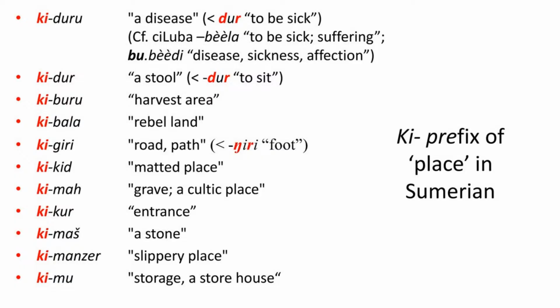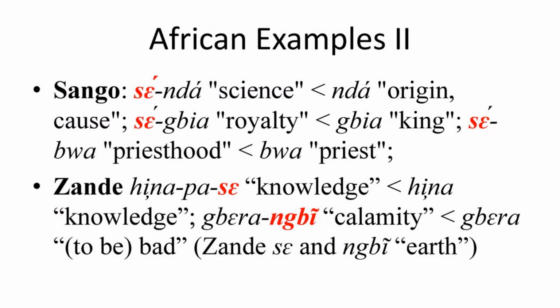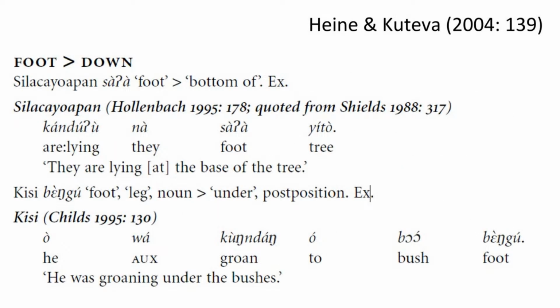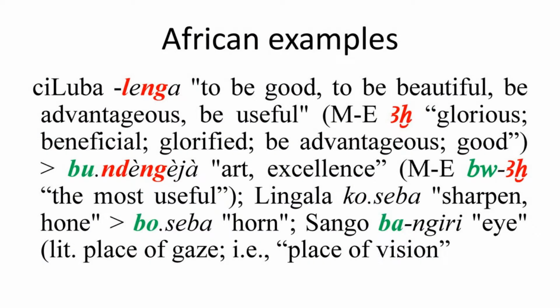So you can say the place of sitting, or a stool, just like with the Ngbiri, what was that? I'm sorry. Let me go back to, what is that word? That was probably in the other, yeah, in the Songo language. Ba Ngiri. Ngiri meaning to see. And then we have Ba Ngiri meaning eye. So it is the place of vision or the place of gaze.